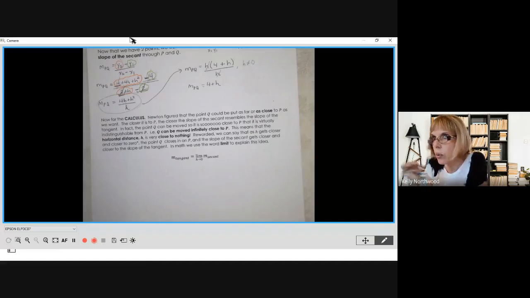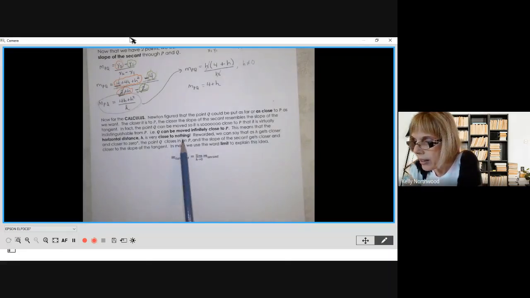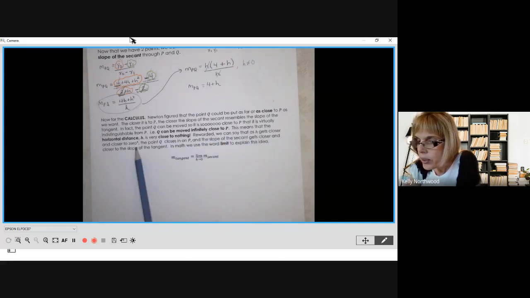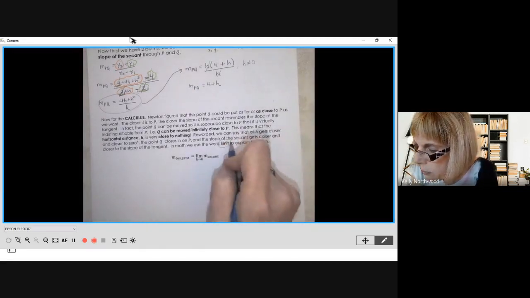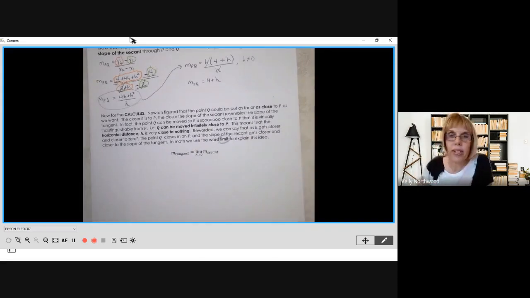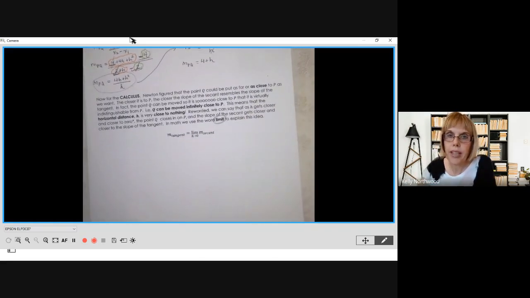h was that little horizontal distance that we put Q away from P. So if you reword that, we say that as h gets closer and closer to 0, the point Q closes in on P, and the slope of the secant gets closer and closer to the slope of the tangent. And in math, we use the word limit to explain this idea of approaching or getting closer or infinitely close to something.